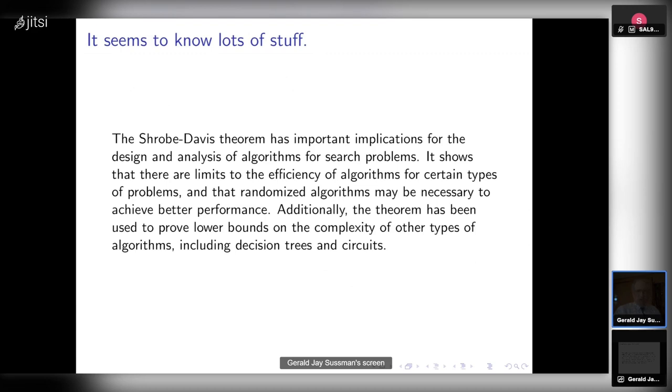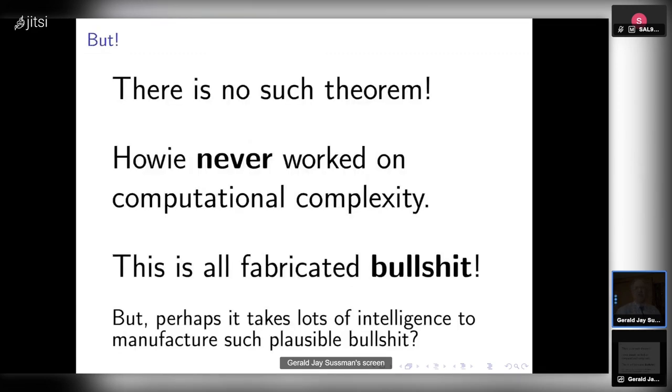There's only one thing wrong with this, and that is there was never such a theorem. Howie never worked in computational complexity. This is an amazing bullshit artist. Now, of course, maybe it takes a lot of intelligence to be a bullshit artist. Right? To make good bullshit is pretty hard.